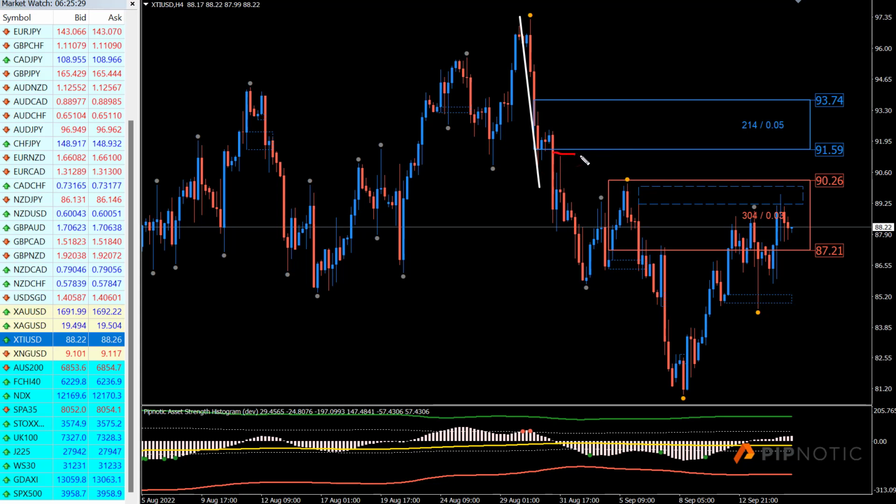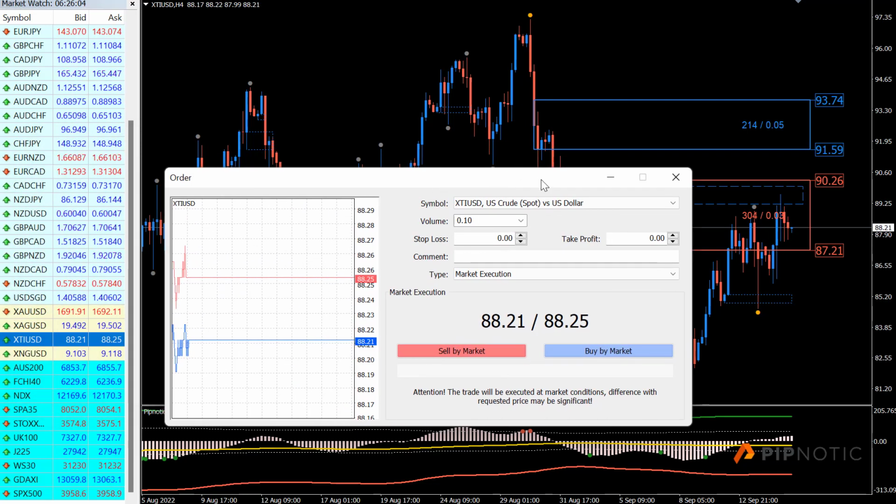right above this slingshot. Okay, so this is the place I would look to sell, 91.59, with my stop just above there at 93.74. That would be a pretty interesting place. As a matter of fact, I'm just going to plop that in there. So that is a big stop, tiny position.